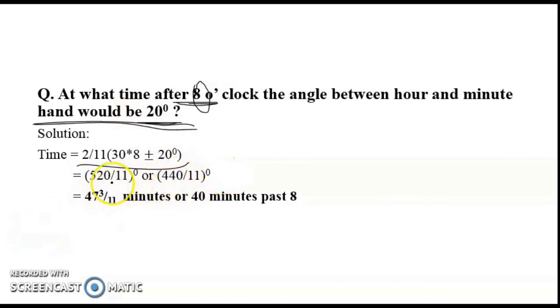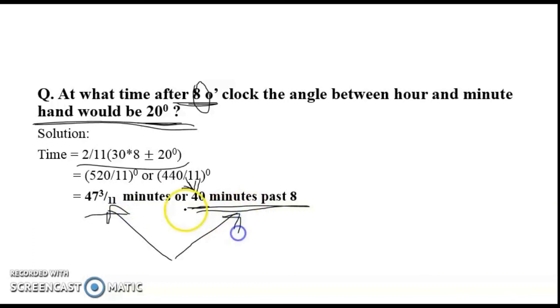Okay students, after converting 520 by 11 into integer form it is 47 3 by 11 minutes, and after converting 440 by 11 degree into integer form, it is divisible, so it is coming as 40 minutes, the quotient is 40 minutes past 8. So this is the answer. These are the two times when they are forming 20 degree after 8 o'clock.